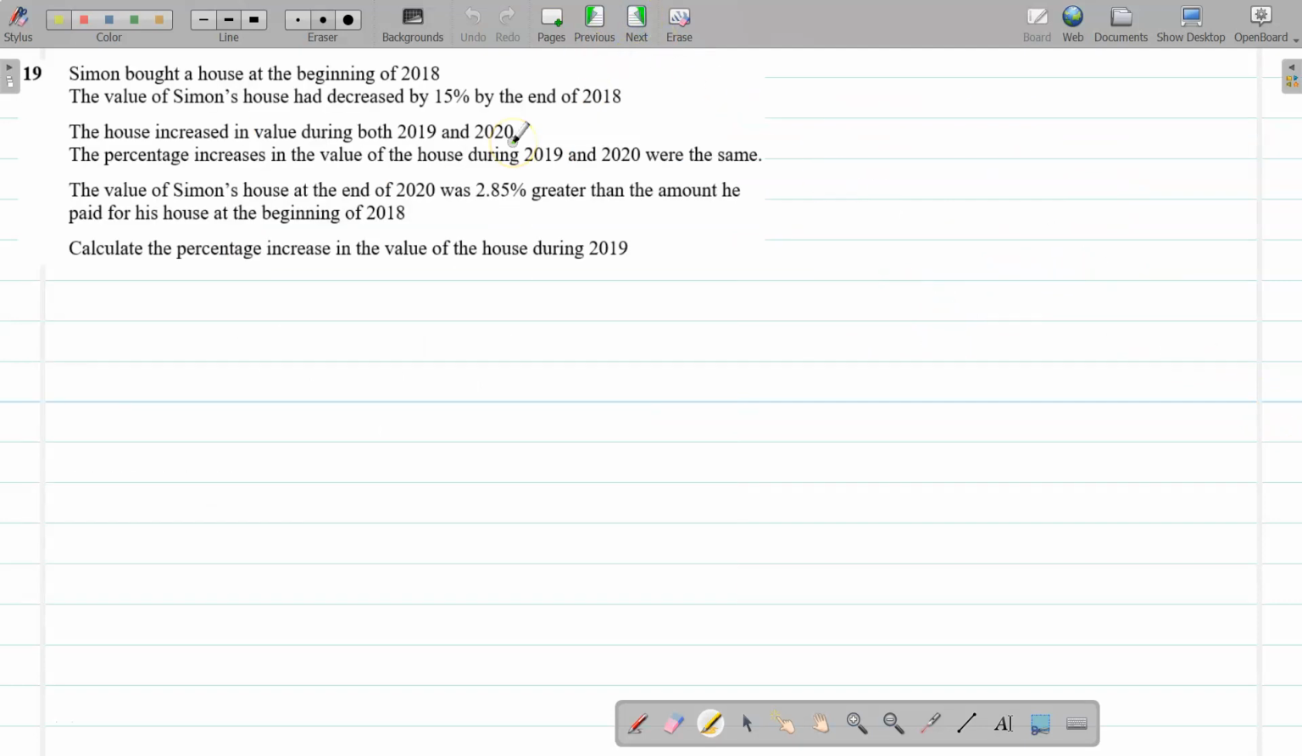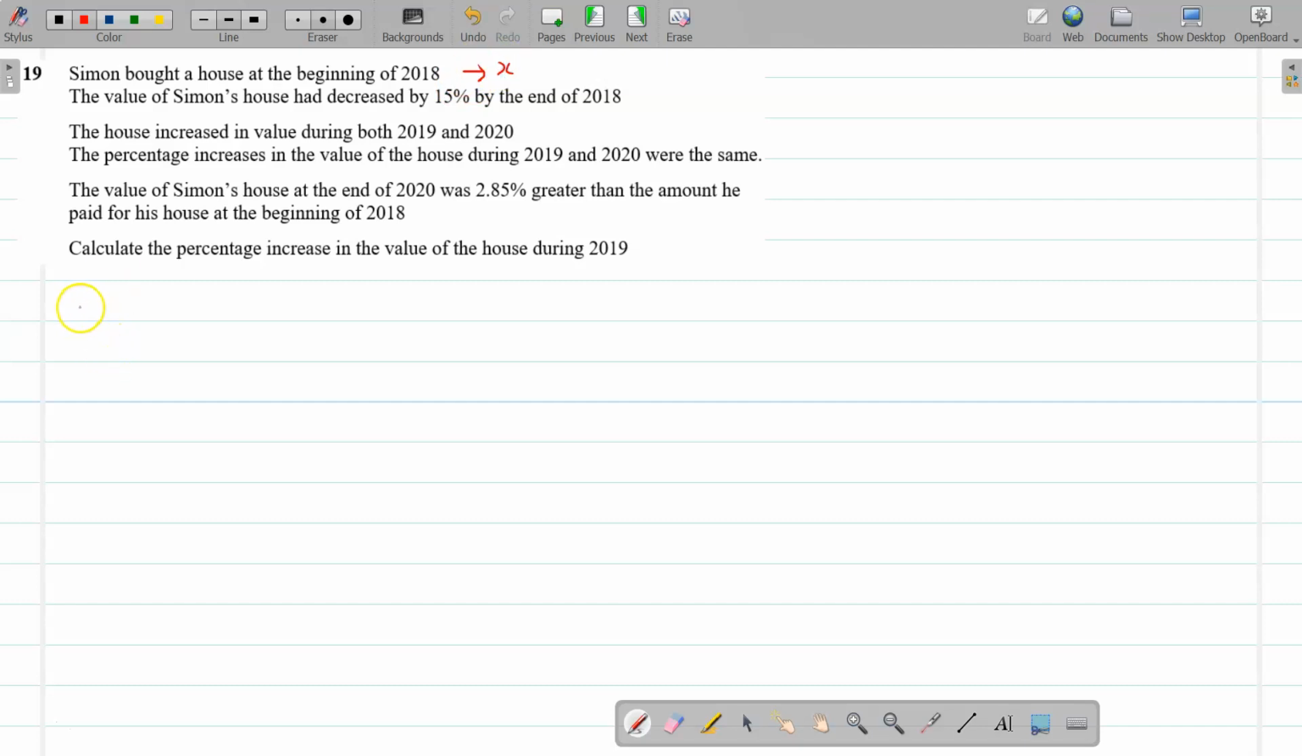Number 19, Simon bought a house at the beginning of 2018. Now, you read through this question carefully. There's quite a lot to do here. I'm going to start by saying that in the beginning of 2018, the house was worth X amount. So I'm just going to say it was worth X at that point.